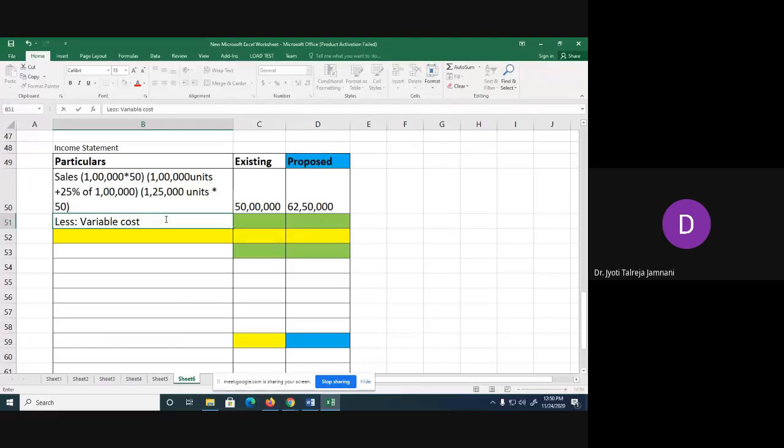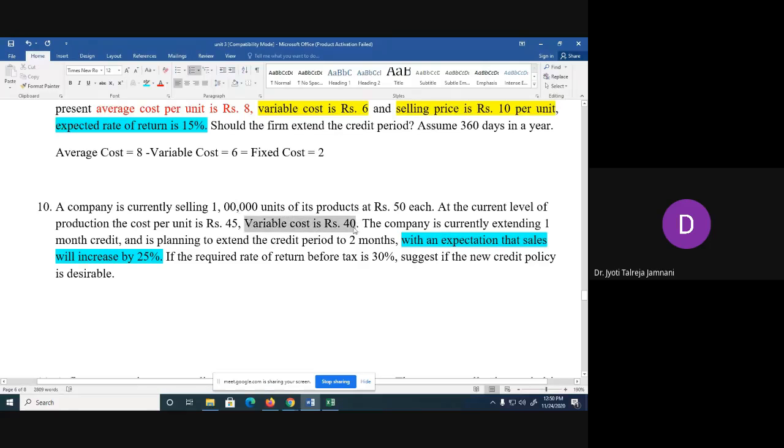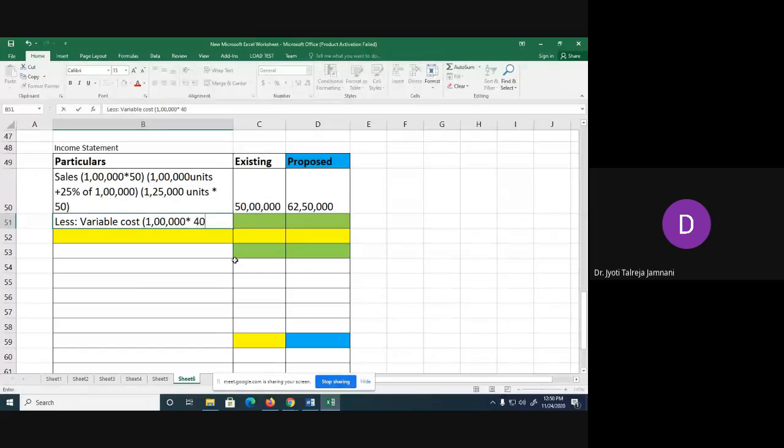From this we have to less the variable cost, 1 lakh units into the variable cost per unit is given here. Variable cost per unit is 40. So 1 lakh into 40 we will do for the first existing plan, which comes to 40 lakhs. And for the proposed plan, it will be 1,25,000 units into 40 to get it as 50 lakhs.